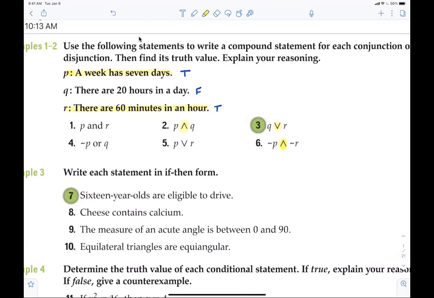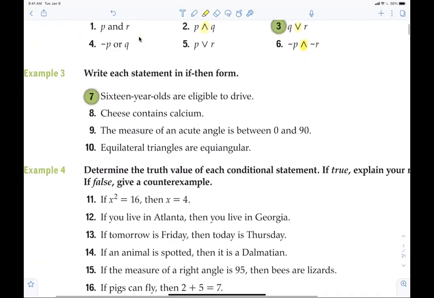Now, does everybody agree? I just don't think that's that hard. The symbolism, I don't think is that hard. Now what I want everybody to do is, when something is written in the if-then form, it's called a conditional statement. All right, it's called a conditional.